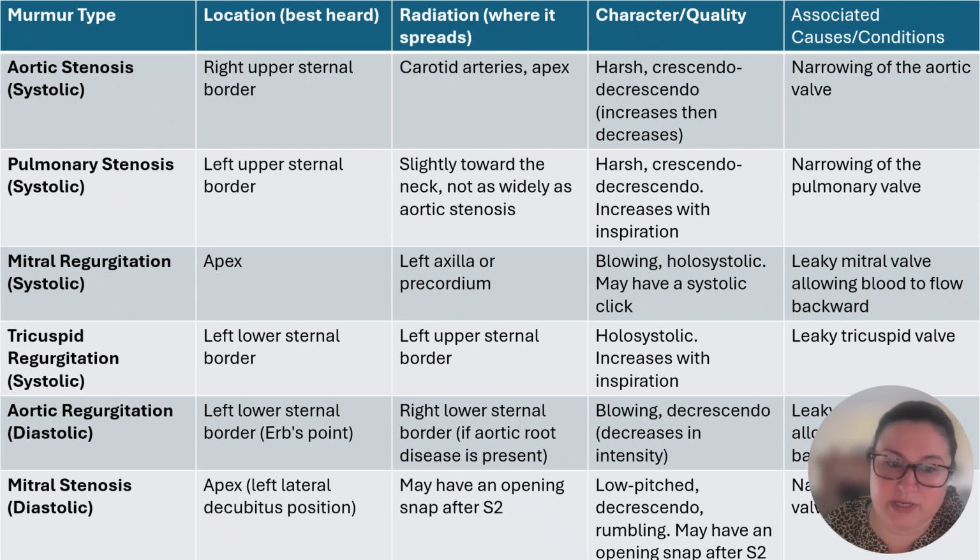Mitral stenosis, again, is a diastolic murmur. It's located at the apex, best heard in the left lateral decubitus position. It may have an opening snap after the S2, and it's a low-pitched decrescendo rumbling murmur. It's a narrowing of the mitral valve.